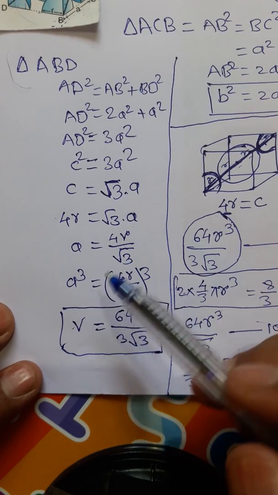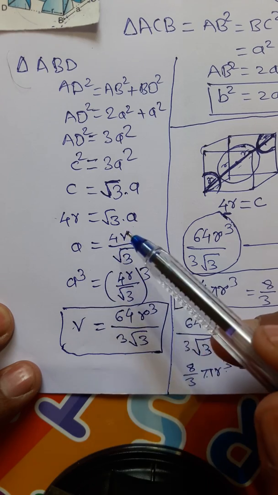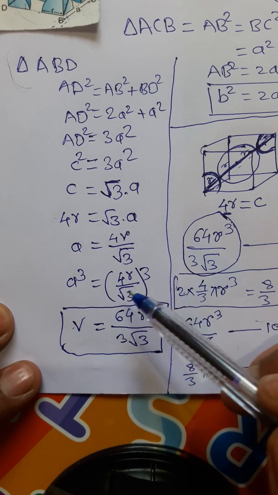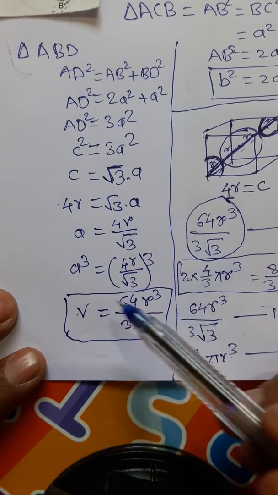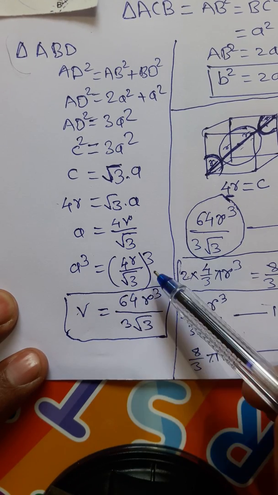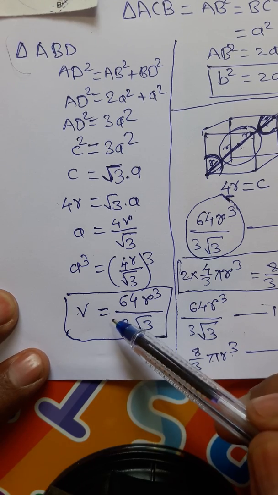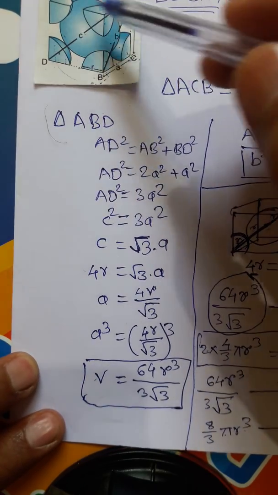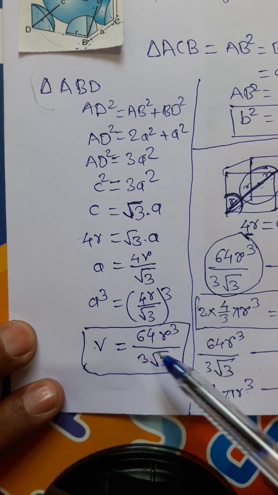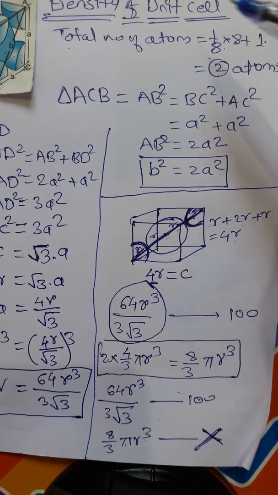So simply I want to calculate the value of volume, that means A cube. I have to take the cube of the side. So simply (4R upon under root 3) whole cube. After calculating A cube, the volume is equal to 64 R cube upon 3 into under root 3. It is the volume of the total unit cell. This is the volume of the whole body centered unit cell, it is 64 R cube upon 3 into under root 3. Now let us talk about how many total atoms are present here.